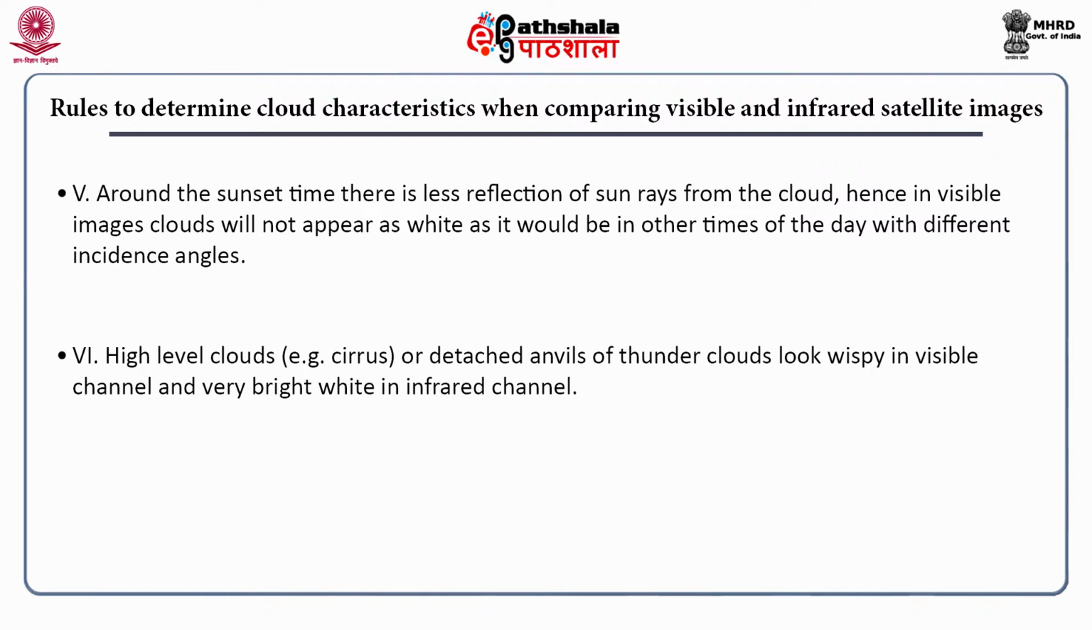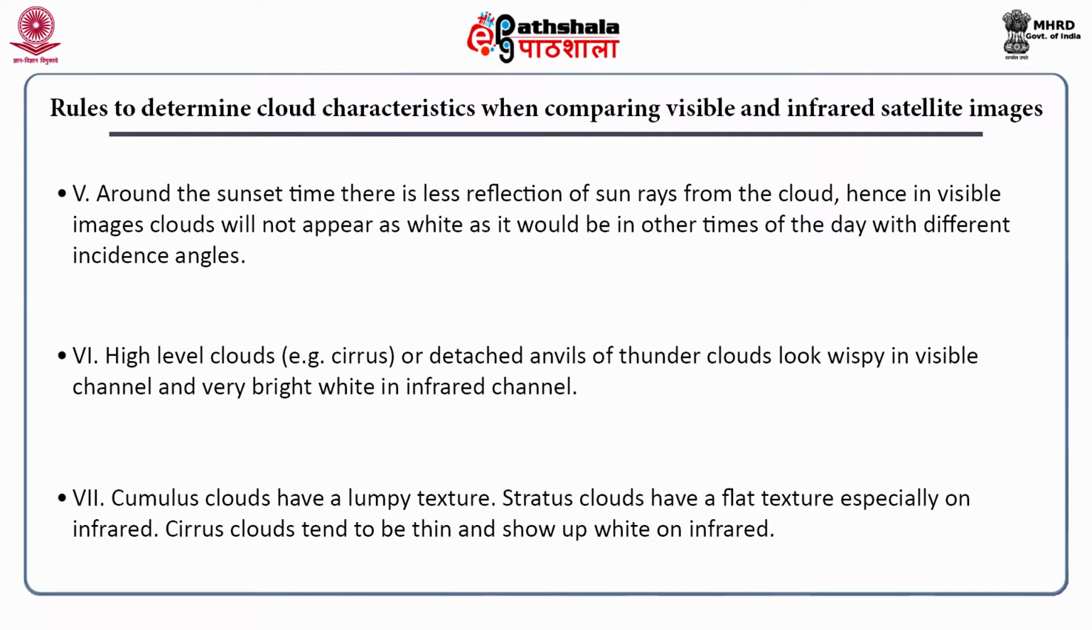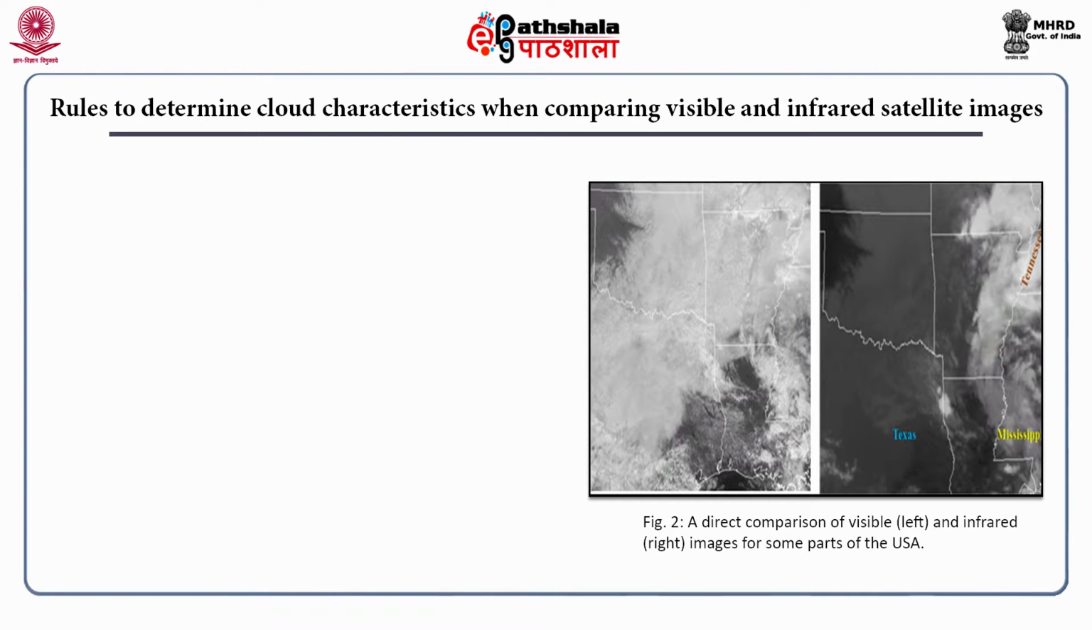High level clouds like cirrus or detached anvils of thunder clouds look wispy in visible channel and very bright white in infrared channel. Cumulus clouds have a lumpy structure. Stratus clouds have a flat texture, especially on infrared, and cirrus clouds tend to be thin and show up white on infrared. In this slide, you can see there are two photographs.